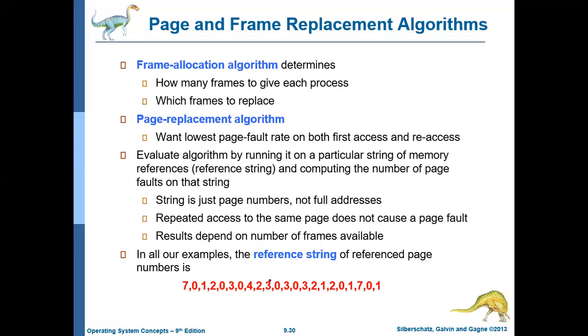Whenever we need a new page and that particular content is not in the main memory, you will call it a page fault. You need a page and that page is not there in the main memory, it is called a page fault. So we will check the number of page faults in all the three different algorithms. The algorithm with the lowest number of page faults will be the good one.